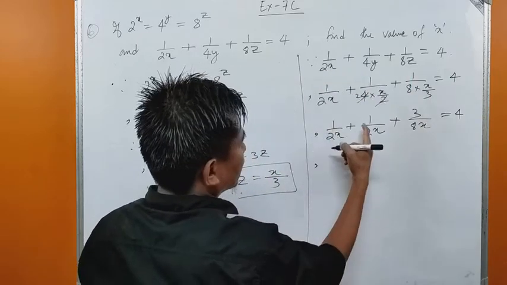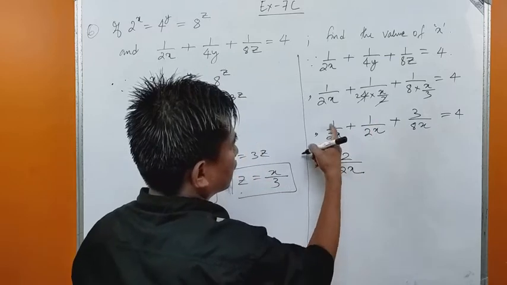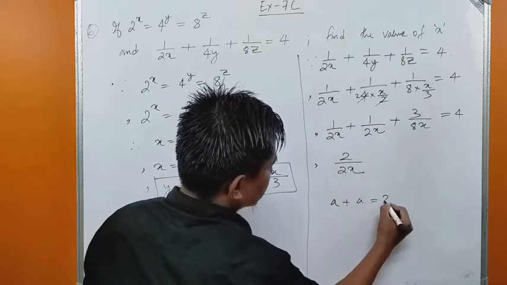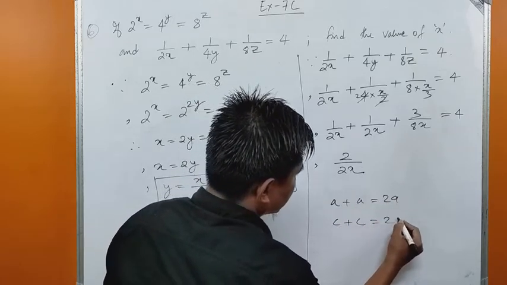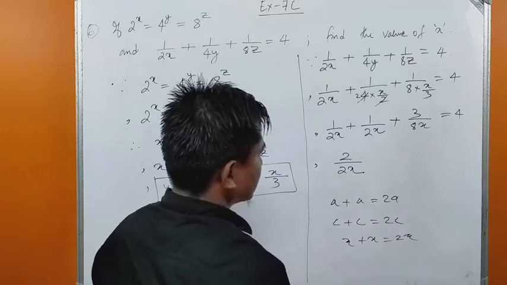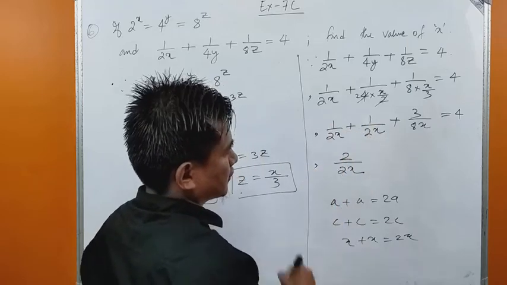Or 1 by 2x plus 1 by 2x becomes 2 by 2x. Same number, so a plus a becomes 2a, c plus c becomes 2c, x plus x becomes 2x. In the similar way, 1 by 2x plus 1 by 2x becomes 2 by 2x.